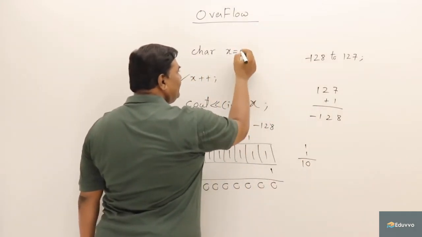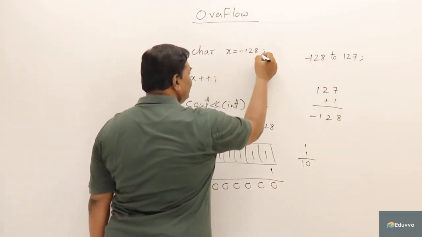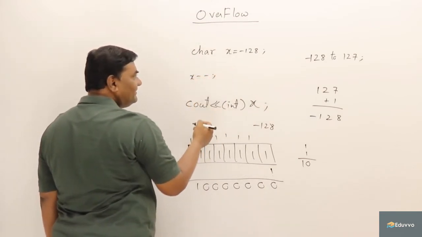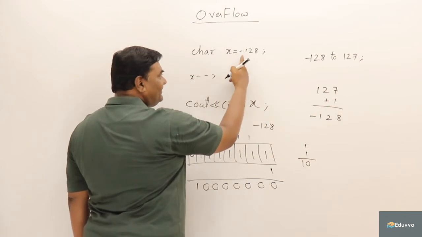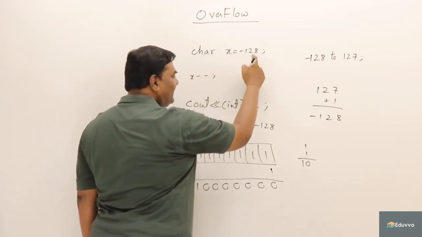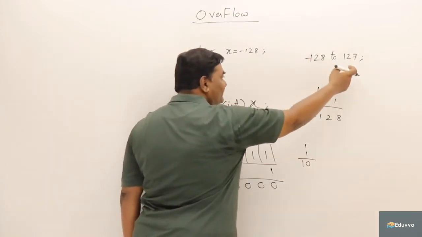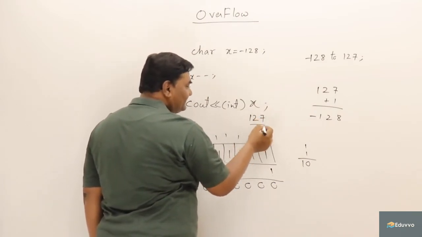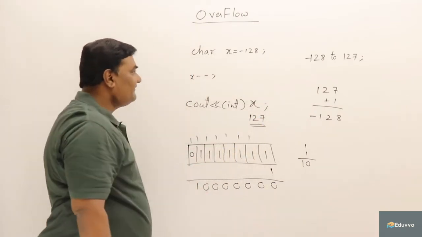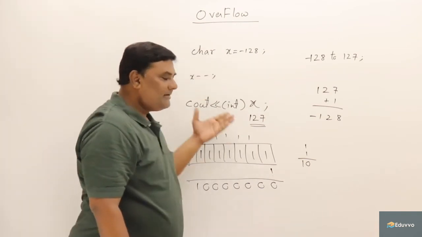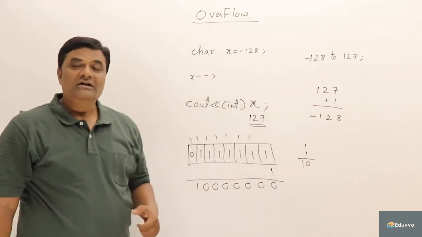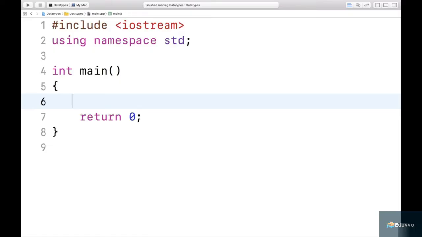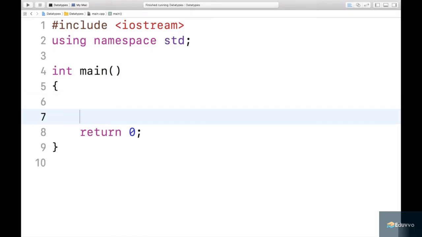Similarly, if I am writing minus 128 here and I say x minus minus, it cannot decrement further, it cannot become minus 129. So it will take that value circularly, it becomes 127, and the result displayed here will be 127. I have taken an example of character, and it is true for integer type also, long type also.